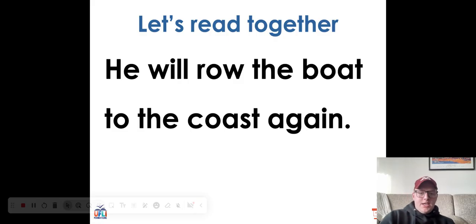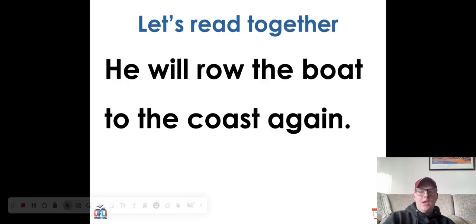I am just taking a peek here, and I notice some of our new concepts, like in the word row. OW at the end of a word spells O, so that word is row. I also see the word boat with OA and coast with OA. And I see our new heart word again at the end there. This sentence is, he will row the boat to the coast again.